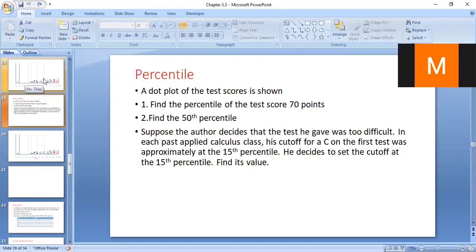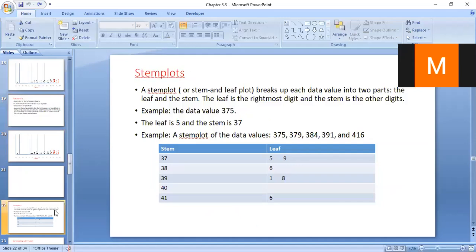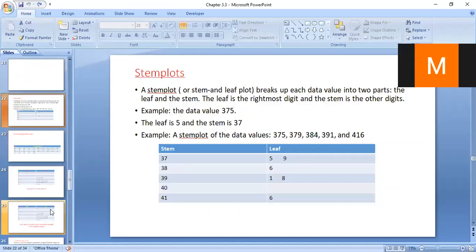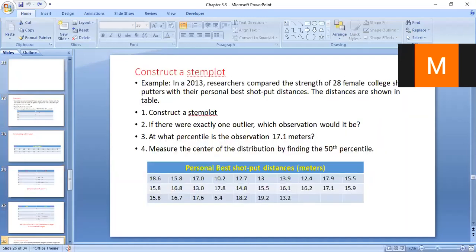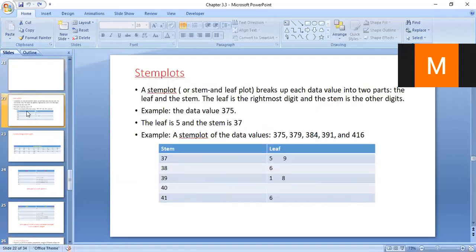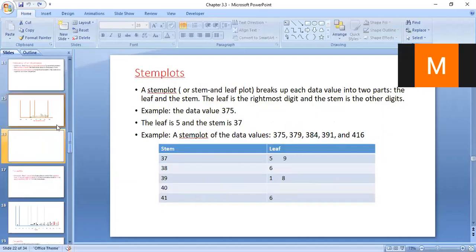You look on this table and find the percentile of test score 70. You look on the table, and on this one you can find the percentile.